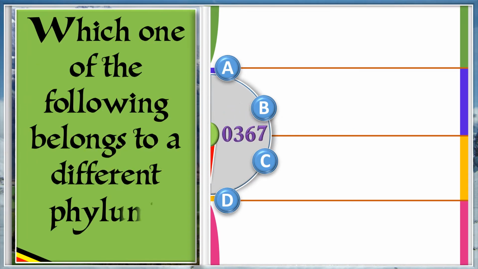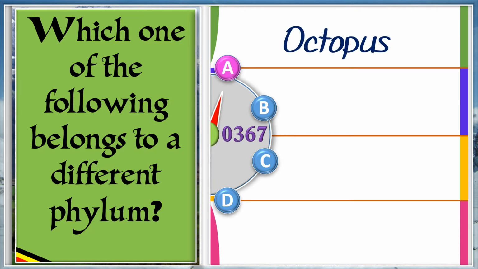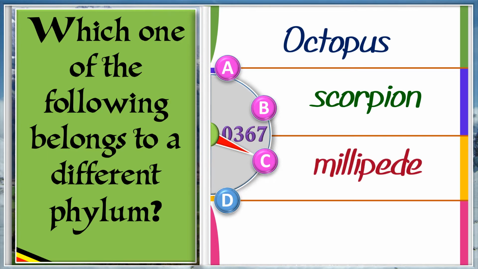Which one of the following belongs to a different phylum? A. Octopus. B. Scorpion. C. Millipedes. D. Crab. And the answer is A. Octopus.